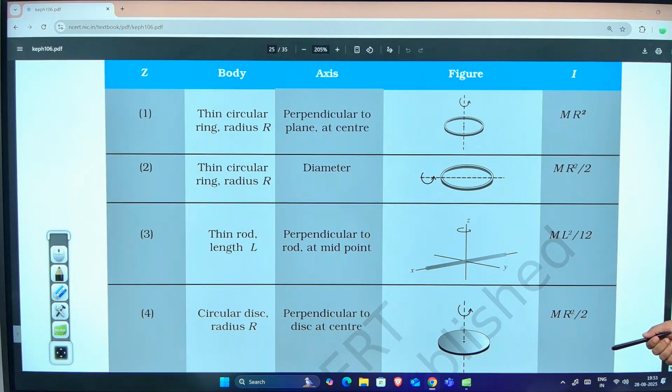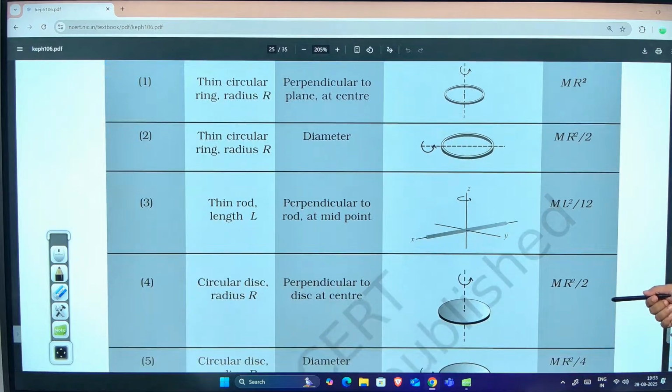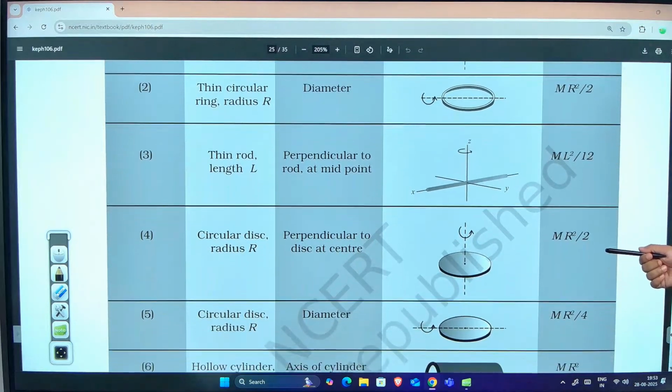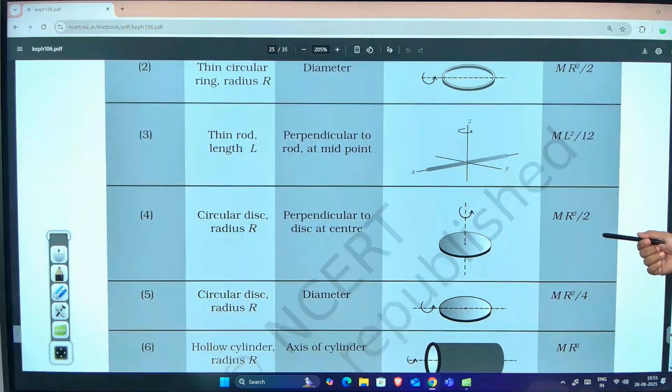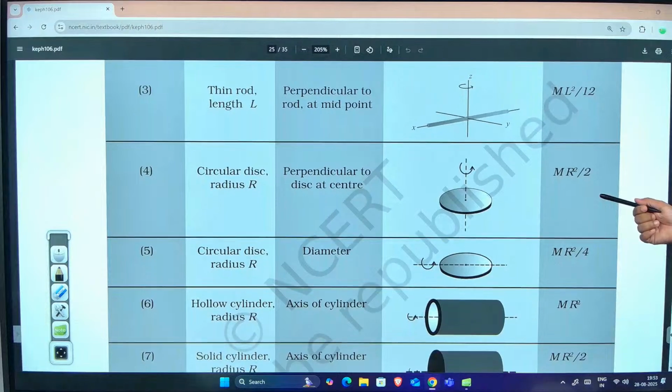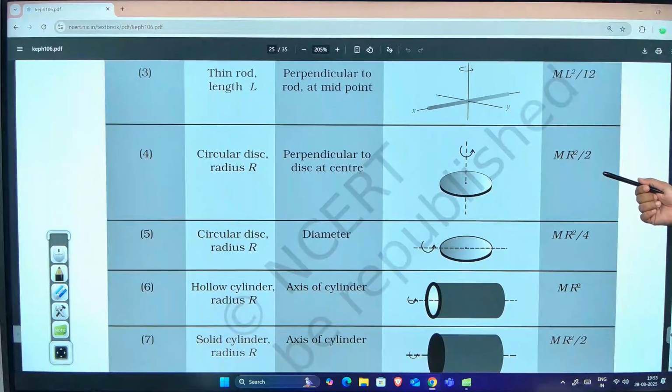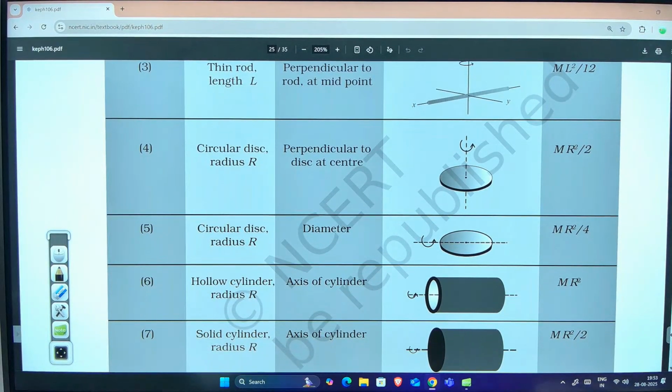Can I come down? You can skip 5, but you can write 6. If you want to skip 5, you can skip 5, but write 6 and 7, because once again 5 I will derive in the class. Six is for a hollow cylinder, and the rotational axis is passing through the axis of cylinder. MR square is the value.